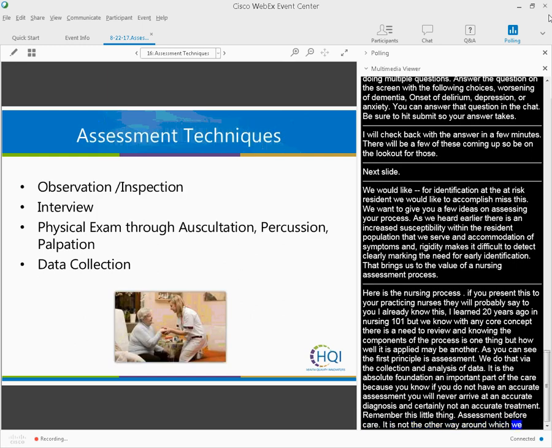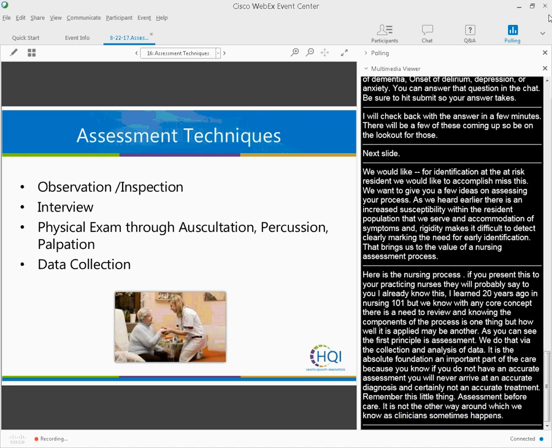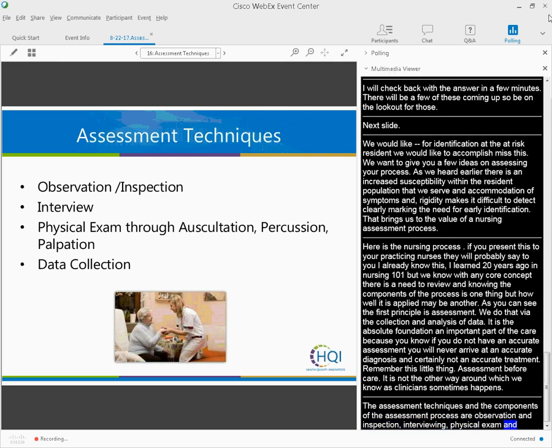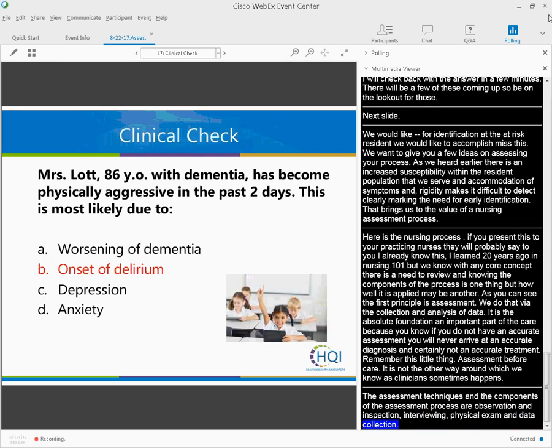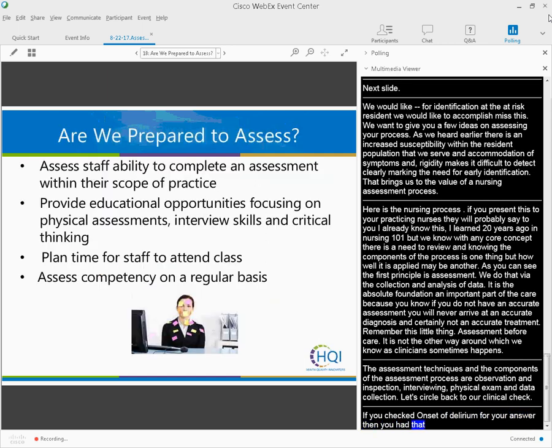The assessment techniques and the components of the assessment process are observation and inspection, interviewing, physical exam, and data collection. Let's circle back, though, real quick to our clinical checks. Next slide. If you checked onset of delirium for your answer, then you have that correct. Next slide.